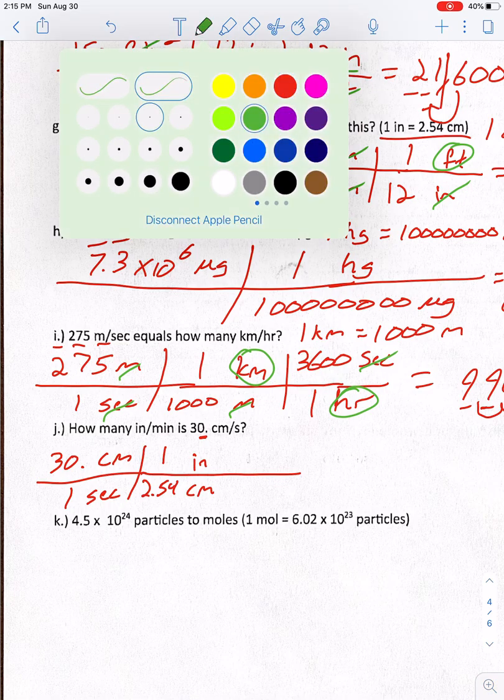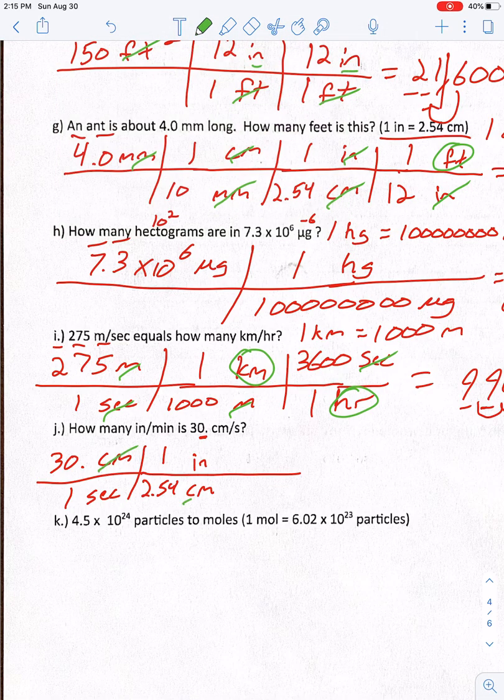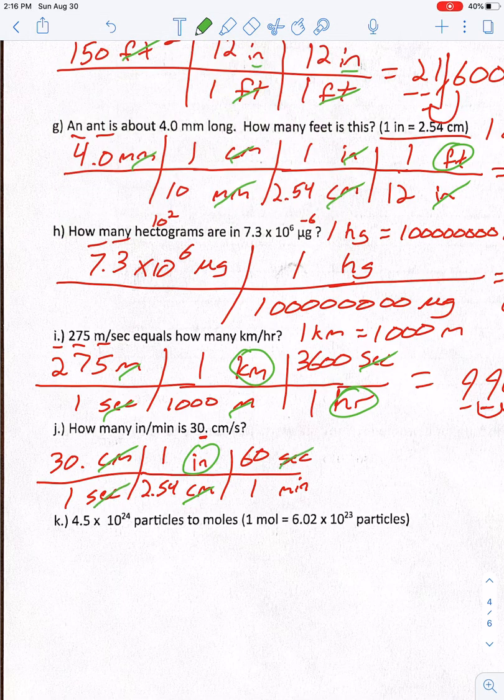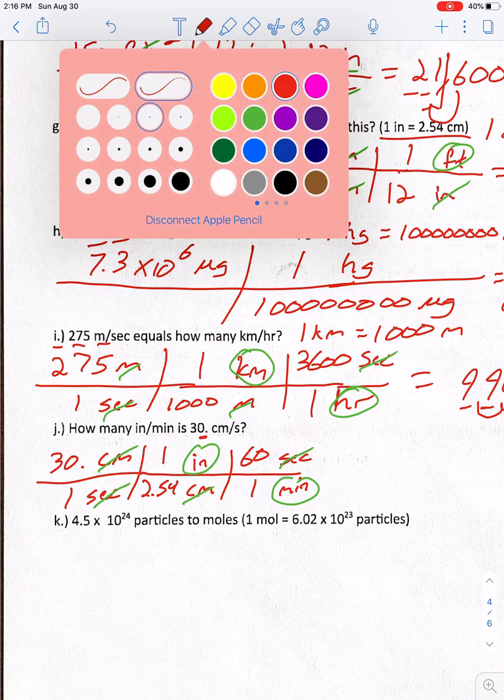Centimeters cancel out. I'm in inches, which is what it wanted, so I'm done with distance conversion. So now I'm going to do my time. I'm trying to get from seconds to minutes. So I know seconds is going to be on top here, and I can get to minutes. So I know 60 seconds are in 1 minute. Seconds cancel out. I'm in minutes now, so that means I'm done with my steps. All I got to do is my math.